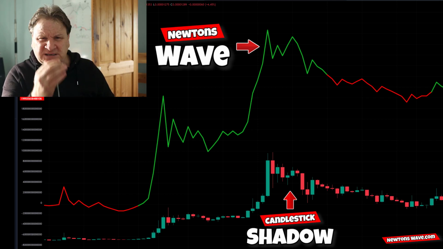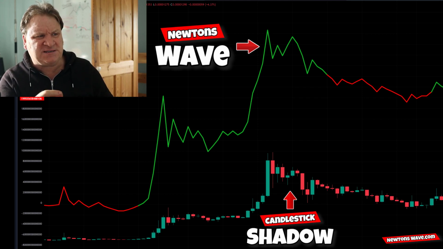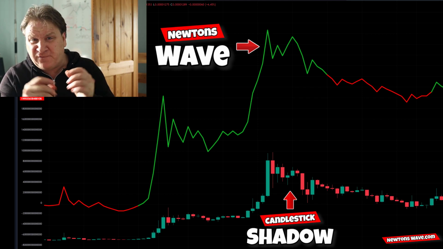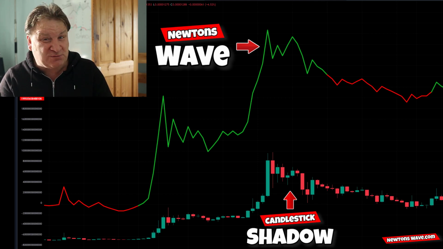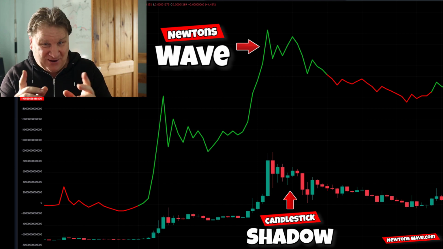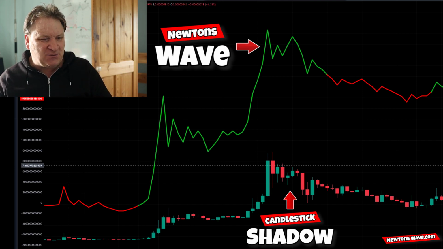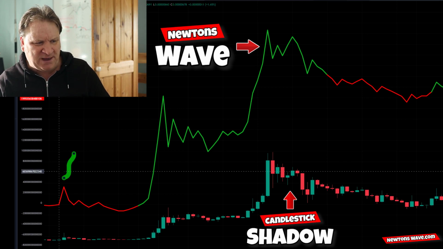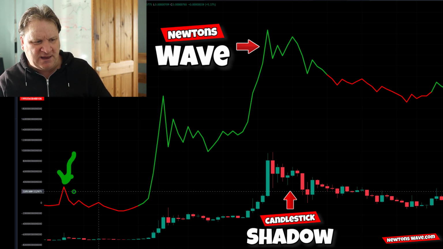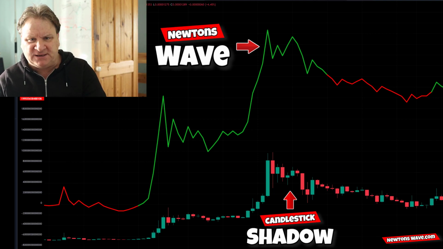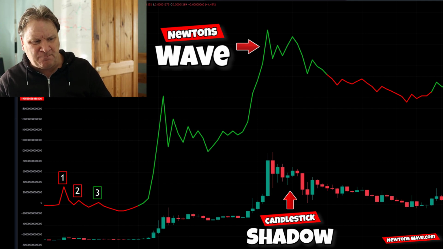This is a historical example I'm using here. This is SHIB USDT. I just wanted to show you, if me and you had been using Newton's Wave back then, we would have made tons and tons of money, right? Have a look at this. You'll notice that there's peaks on top of Newton's Wave. You've got a peak here, another peak here, another peak there. Let's number these peaks: we're going to call that peak 1, peak 2, and peak 3.